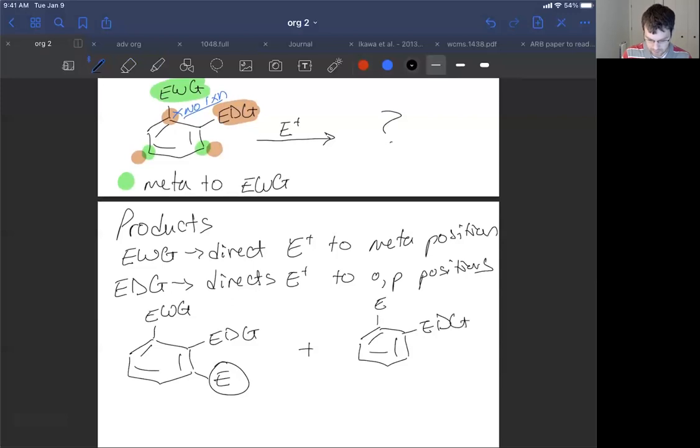to the donating group and the opposite meta side. Both meta sides are now different for the withdrawing group because we don't have symmetry. So these are the two products.